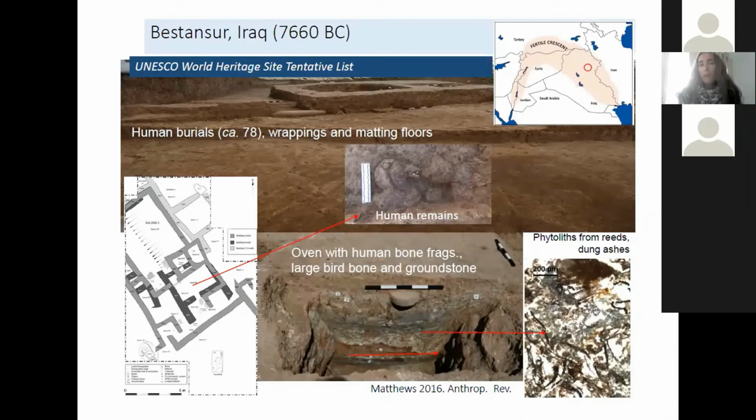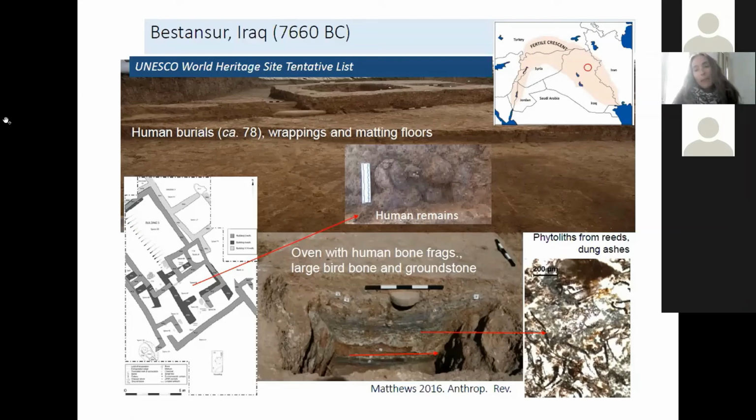And last example, moving to the Zagros area, in the framework of the CISA project led by Roger Matthews of the University of Reading. Another example, also building on ethnographic modern reference material. Here also we have an architecture of rectangular buildings with floors, and in this space in particular, it's amazing the concentration of human burials. So it's the house of the dead. Imagine there are at least 78 burials with wrappings and matting floors.